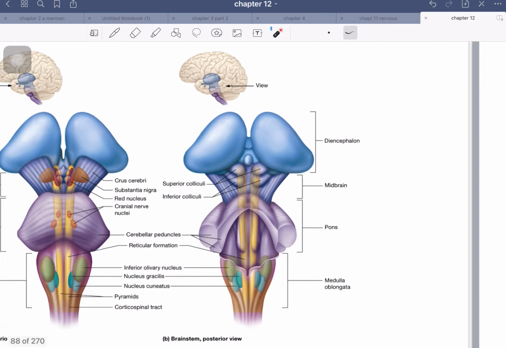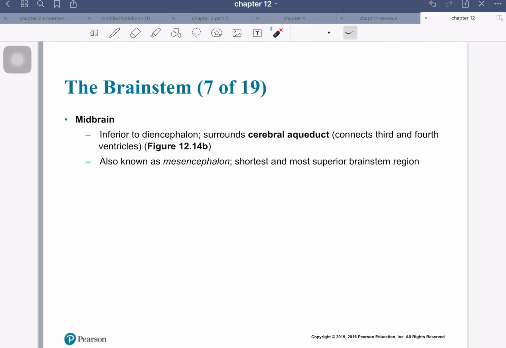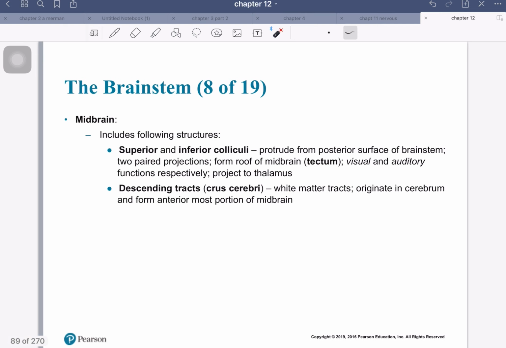Okay. So let's talk a bit about the midbrain. Yes, it's inferior to the diencephalon. It surrounds the cerebral aqueduct, which is a little passageway that connects the third and fourth ventricles. We will be talking about the ventricles. It's also known as the mesencephalon, part of that area.